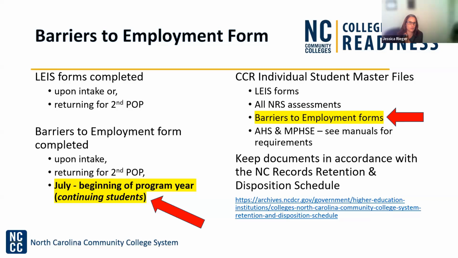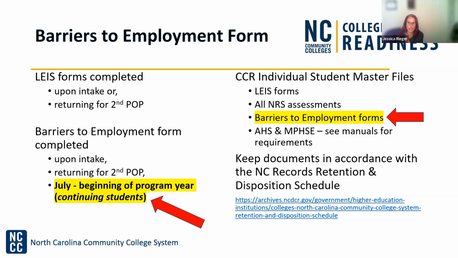So this barriers to employment form, we would like it to be filled out upon intake. And then if a student returns for a new POP, just like the LEIS forms, but in addition, the difference here is that we also would like to have these data collected each July. It'll be part of the end of year closeout memo that I send out. There'll be a reminder letting you know to please have any continuous students fill this out for the new program year. And then this completed form will be housed in the CCR students master file.